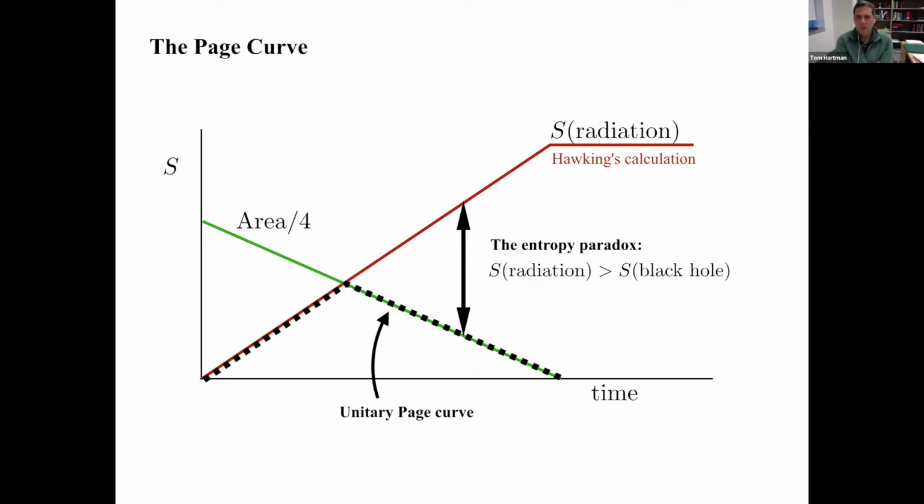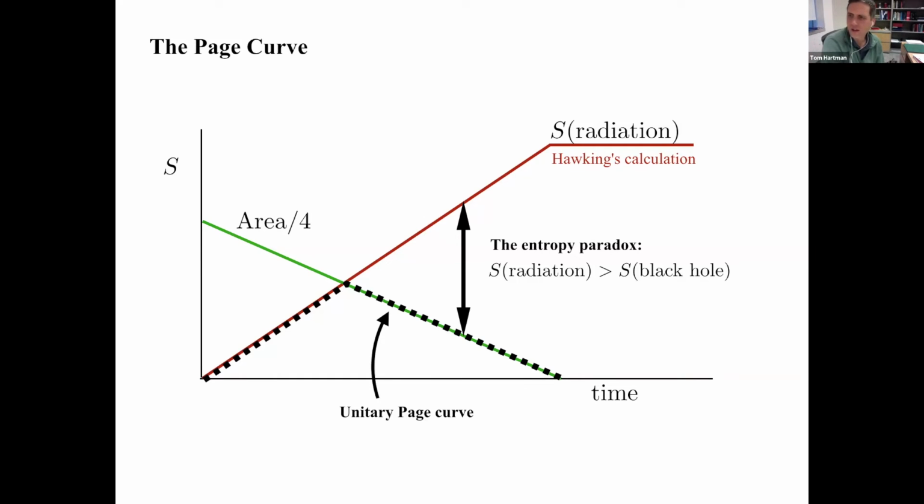There was a calculation about 30 years ago or so by Page, where he argued that if black holes really are just ordinary quantum systems that behave unitarily, then the true entropy of the Hawking radiation should follow the dotted curve. That is, if black holes really are unitary in quantum gravity, then Hawking's calculation should be correct at early times. At early times, the entropy of the radiation should just go up because it looks thermal. But at some point, there should be a sharp transition where, as more radiation keeps coming out of the black hole, the entropy starts to go down.